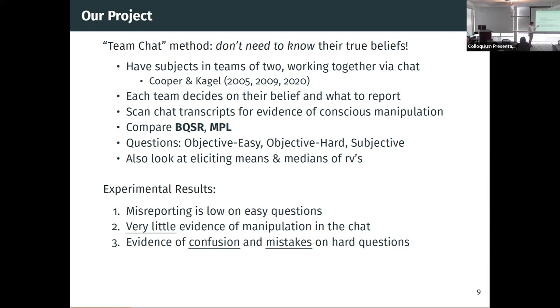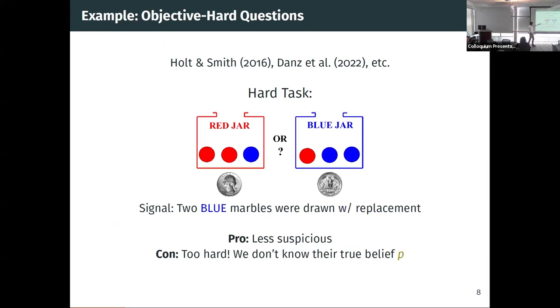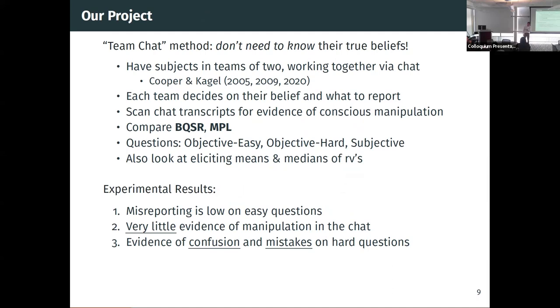Now, there is evidence, however, of confusion and mistakes, especially on these harder questions. No surprise, people don't know what belief they, quote, should have here. Now, they can have any belief they want, there's no rules, but they just don't know what belief to even have. So a lot of times, what we see in the chat messages is confusion and mistakes about the beliefs themselves, not conscious manipulation.